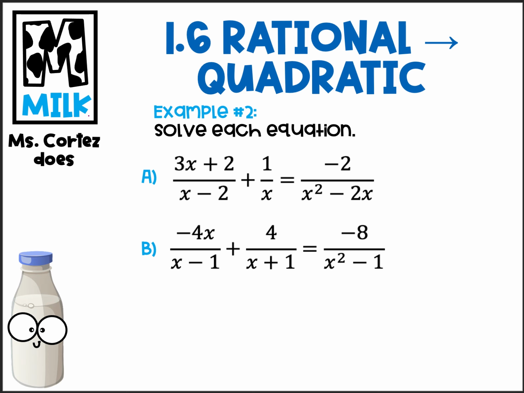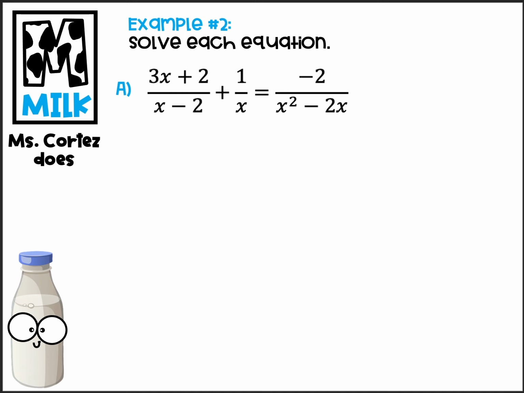Example 2, parts A and B are a little bit different because after you multiply by your least common denominator, you end up getting a quadratic equation, meaning that your highest degree is 2. Let's start with part A. I'm going to solve for (3x + 2)/(x - 2) + 1/x = -2/(x² - 2x).